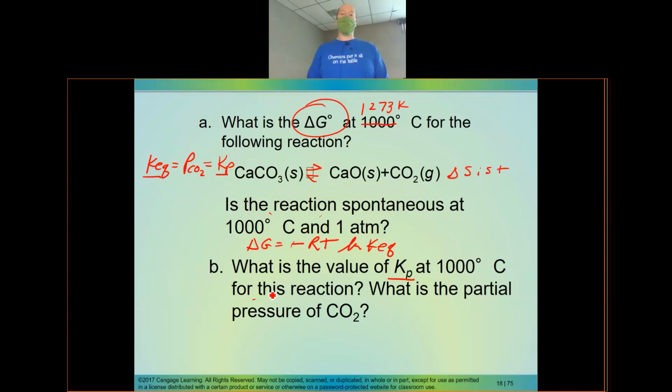All right, so we're going to find delta G. We're going to put it into our equation, and we will then find our Keq. And then it says, what is the pressure of CO2? Well, the pressure of CO2 is equal to Kp.